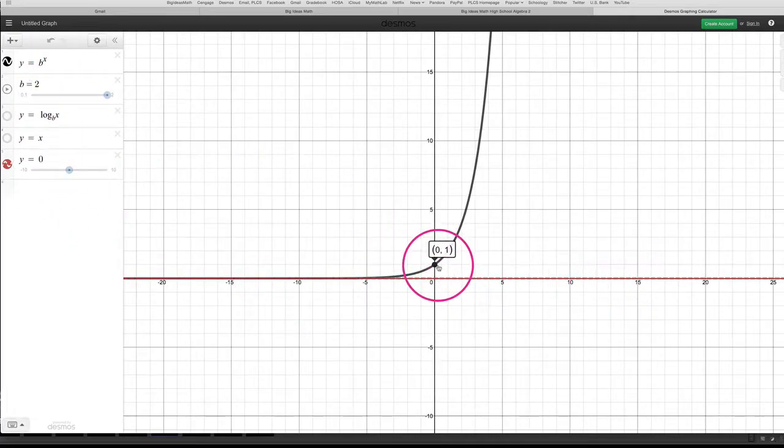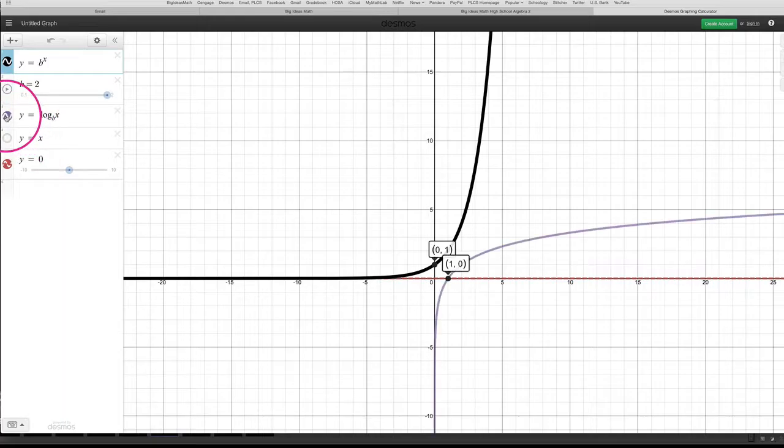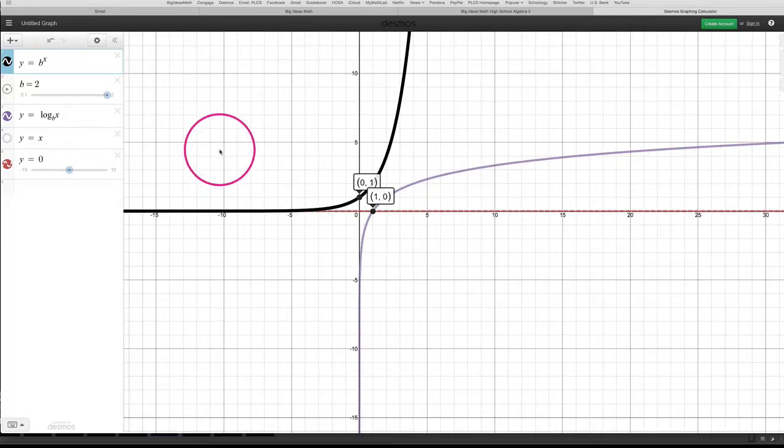b to the power of 0 is 1, so it goes through 0, 1. And if we were to look at any other points, how about if the base is 2, 2 to the power of 1, we would get 2. So we would say that 2 to the 0 is 1, 2 to the 1 is 2, 2 to the 2 is 4. We basically have this 2 to the power of x graph. What I want you to see is that as I turn this on then, this is the graph in purple here of y equals log base b of x.